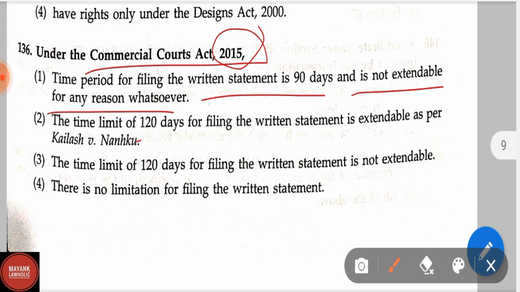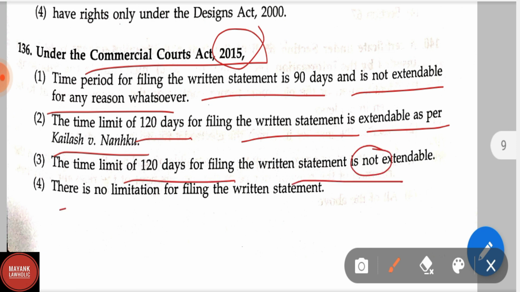Time limit of 120 days for filing the written statement is extendable as per Kailash versus Nanku. The time limit of 120 days for filing the written statement is not extendable. There is no limitation for filing the written statement. In the given options, the correct answer is option number 3rd. The time limit of 120 days for filing the written statement is not extendable. This is the correct answer.